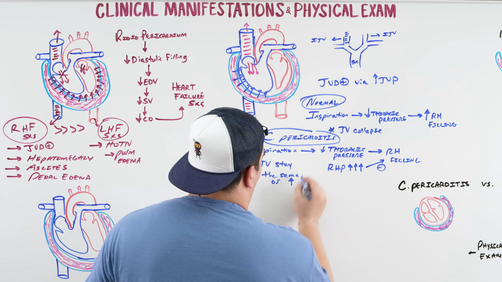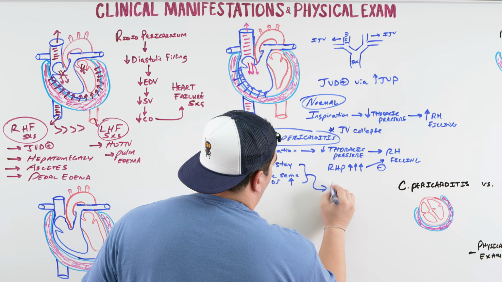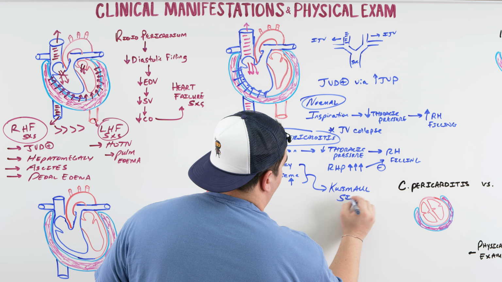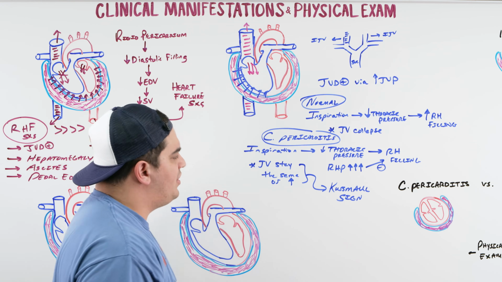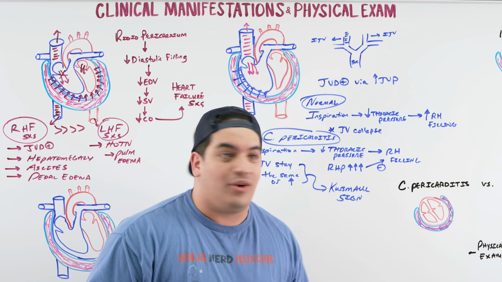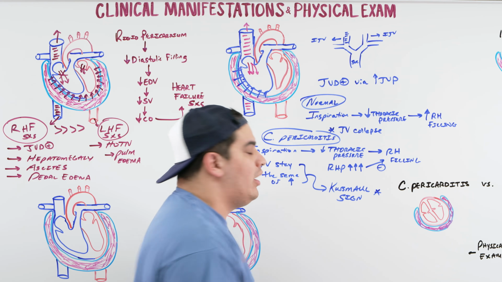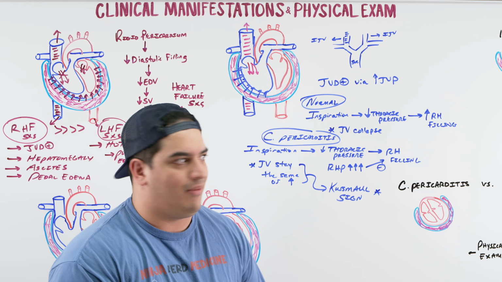What is this sign called? This here is called Kussmaul sign. And there are other different conditions that we can see this in. However, it is very high yield to remember this one, very, very specifically for constrictive pericarditis. So please don't forget that.